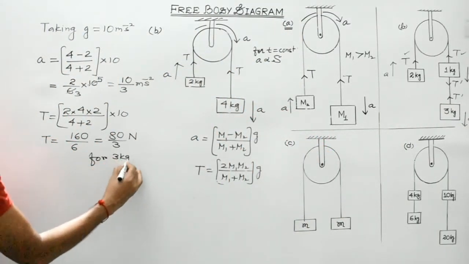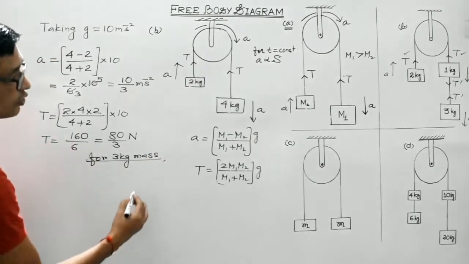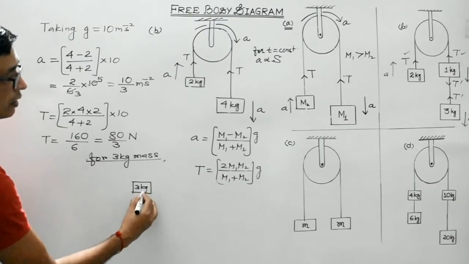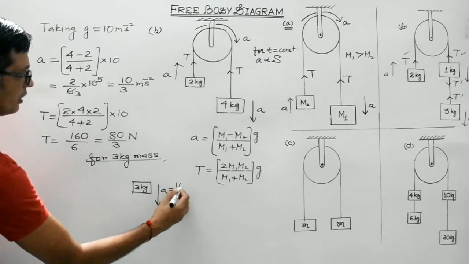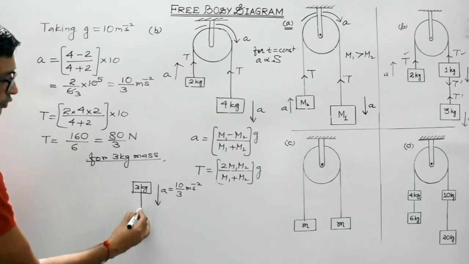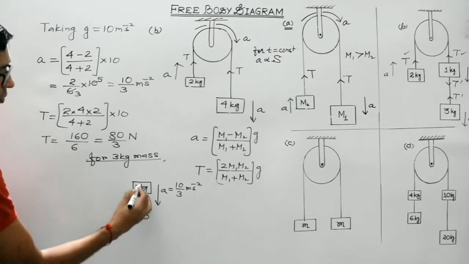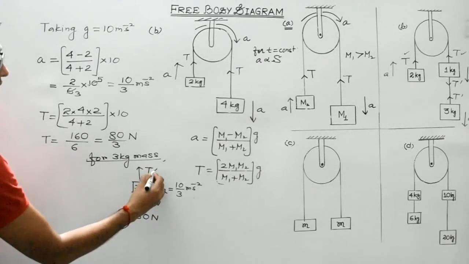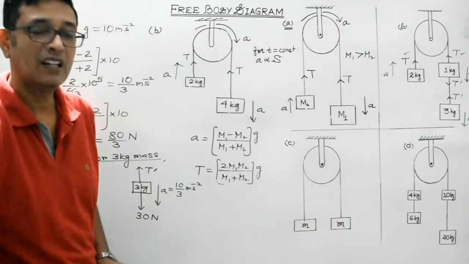For 3 kg mass, let's draw the free body diagram. This is 3 kg mass. It is having acceleration in the downward direction and its value is given to be 10 by 3 meter per second square. Its weight will act in the downward direction, mg, that is 30 Newton, this will be the weight. And this is T dash. Right? This is the free body diagram of body of mass 3 kg.